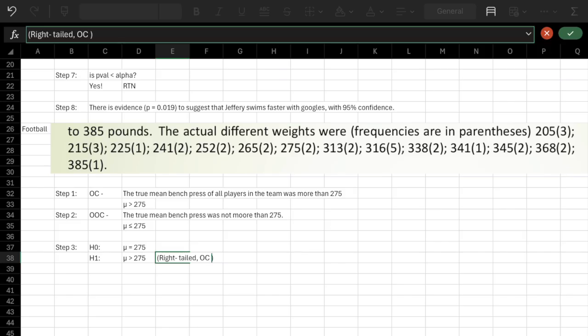So for step 8, I'm going to say suggest or support. Maybe support would be better. Let's say support.